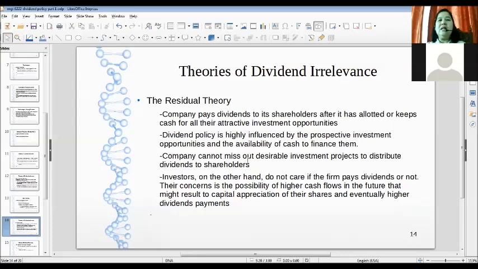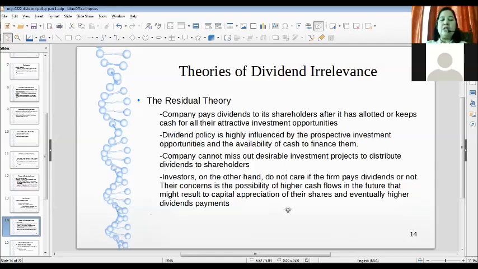Okay? Next, company cannot miss out desirable investment projects to distribute dividends to shareholders. Okay, kung may nakikita yung company na talagang desirable investment, positive ang tingin nila, eh talagang hindi sila mag-distribute ng dividend. Okay?